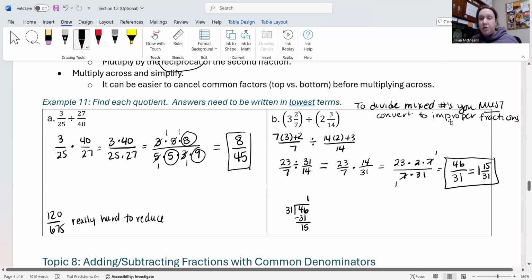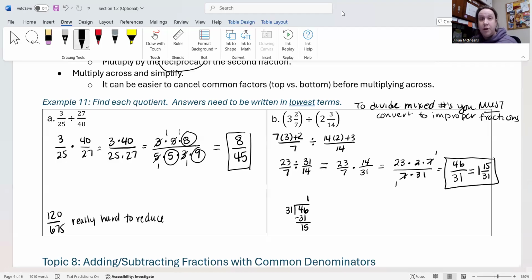So make sure you know how to multiply and divide. They're ultimately the same process. You just have to remember to convert your division to multiplication first. Okay?